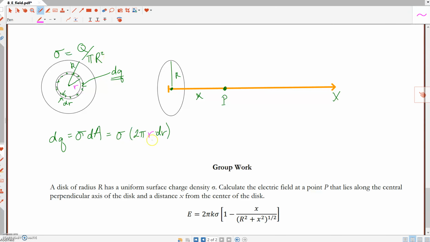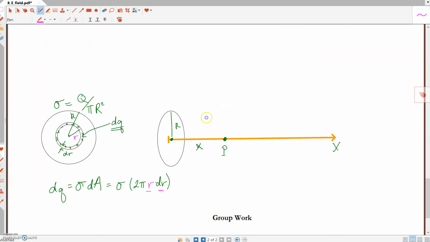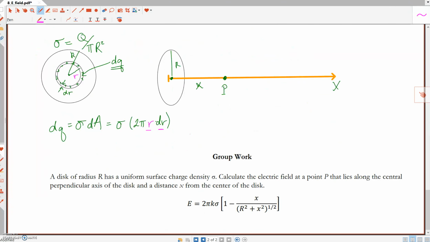So now I'm starting to see what my integral is going to look like. I'm integrating over dr. So I plug this dq into my electric field here for Q, and A we've turned into R again. X is a constant, K is a constant. So work on that. Hopefully it won't be too bad.